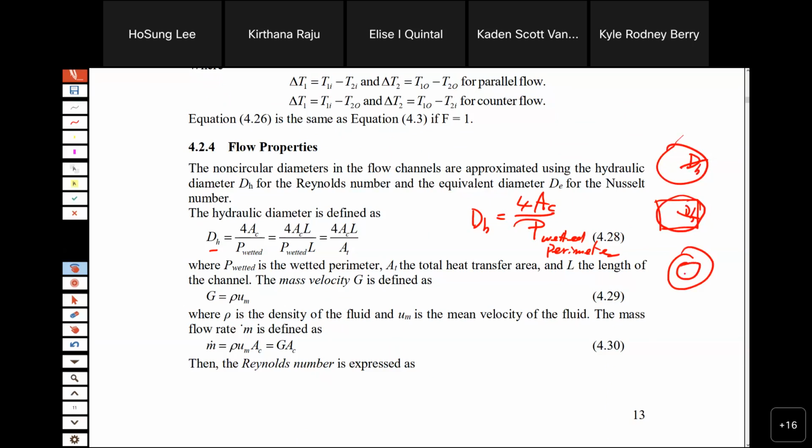Or an annulus, small and large: then the hydraulic diameter is 4 AC, the cross flow area. You can calculate, no problem. But the perimeter is the large plus the small perimeter. You have to add them up.